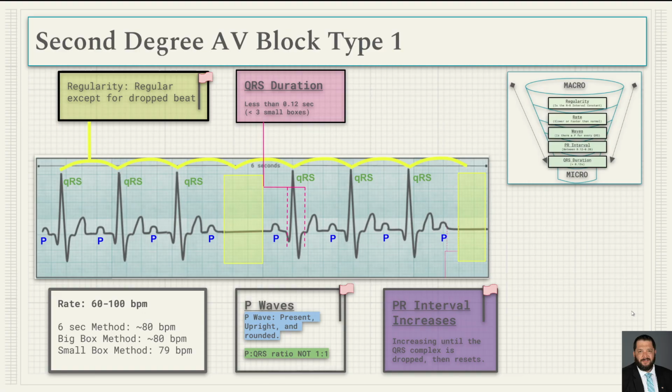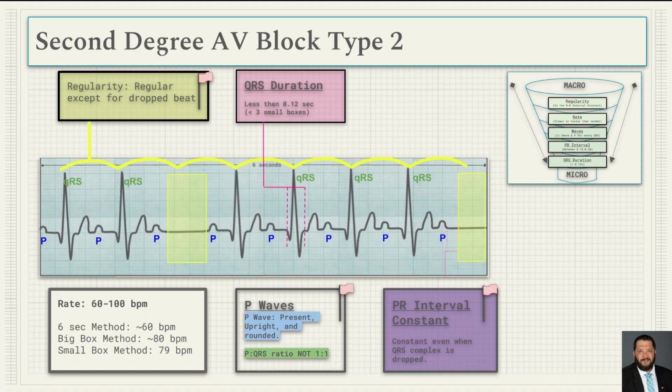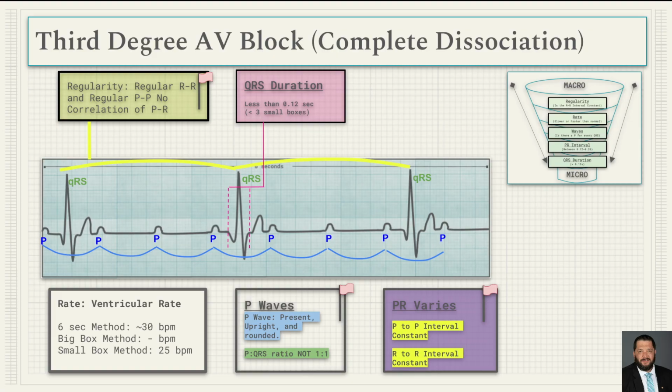The only difference between a second-degree AV block and sinus arrest is the presence of a P wave. That presence of a P wave differentiates it. And the only difference between a second-degree type 1 and a second-degree AV block type 2 is the PR interval. When the PR interval is constant and it results in a dropped beat, that is a second-degree AV block type 2. Now for the final blocked rhythm, the third-degree AV block.